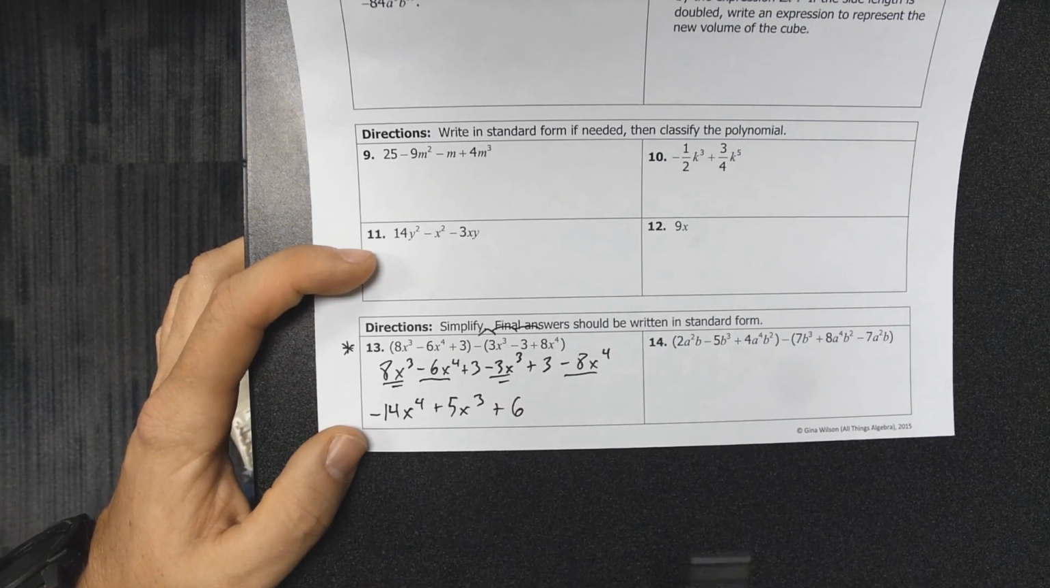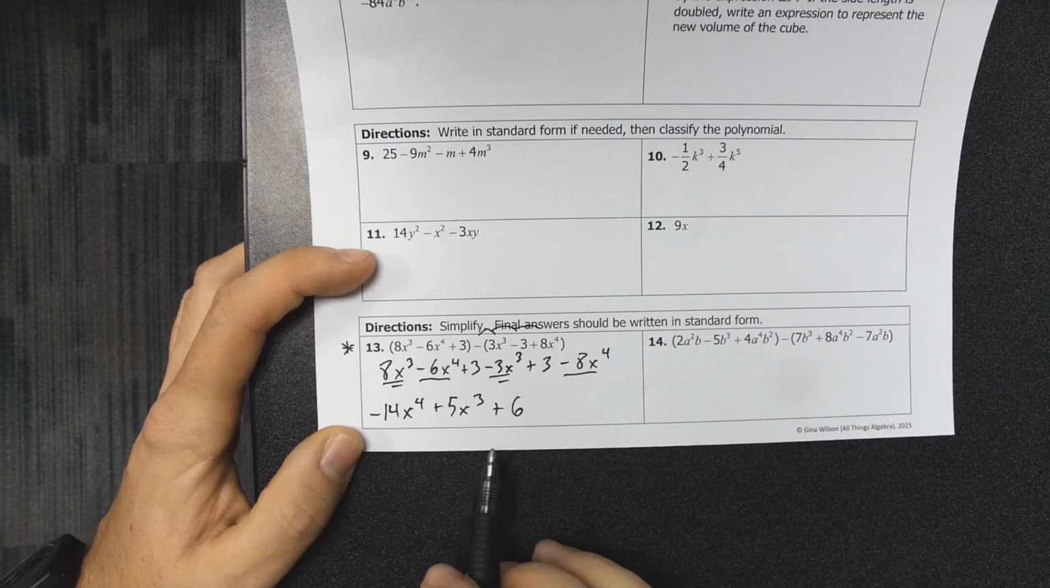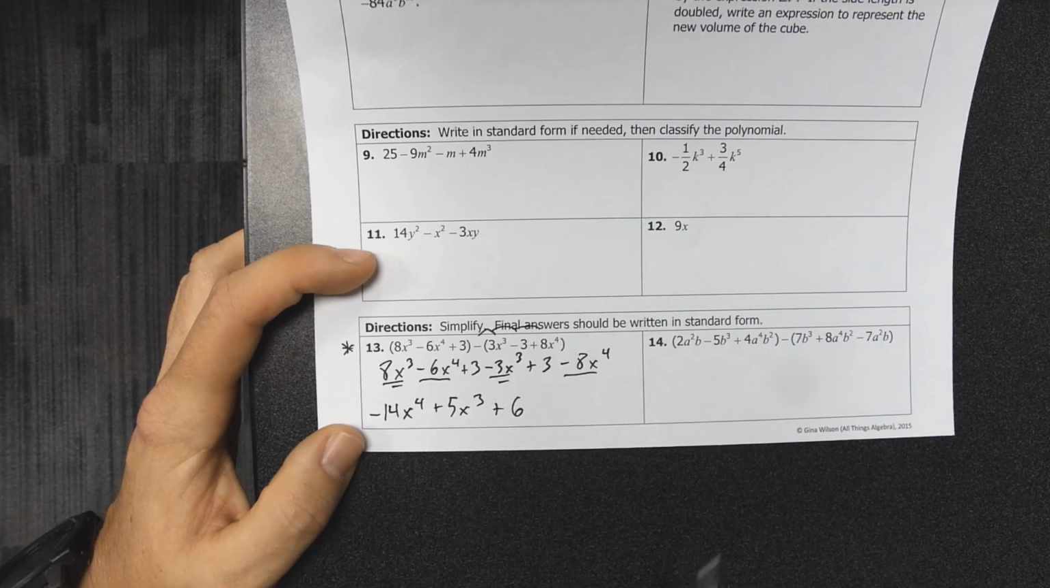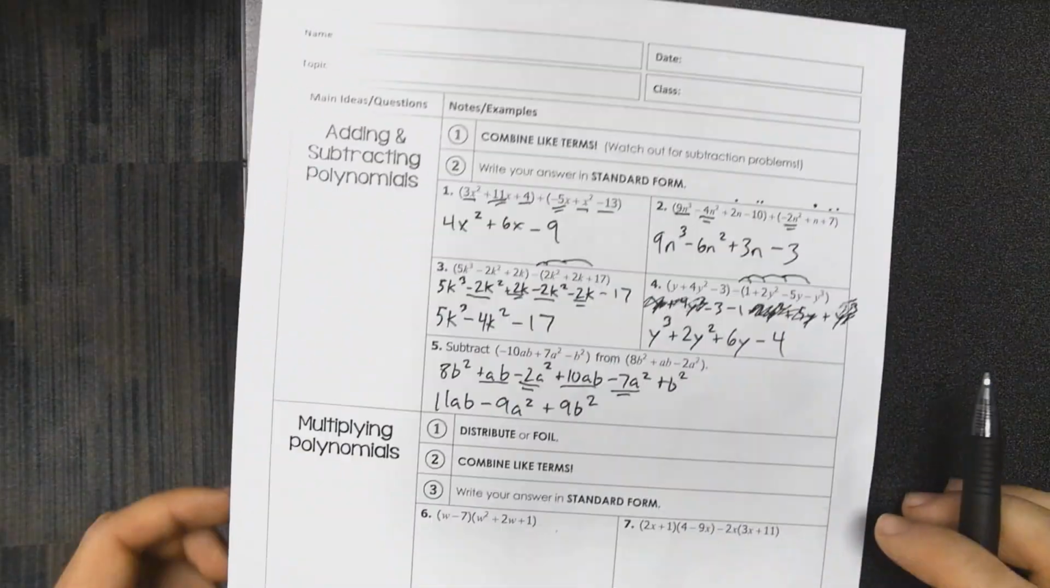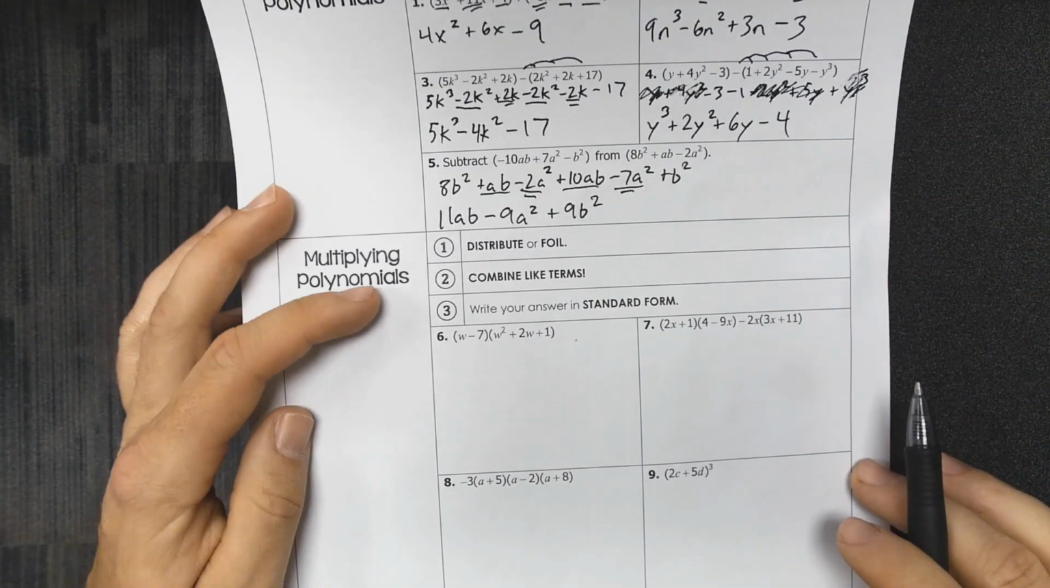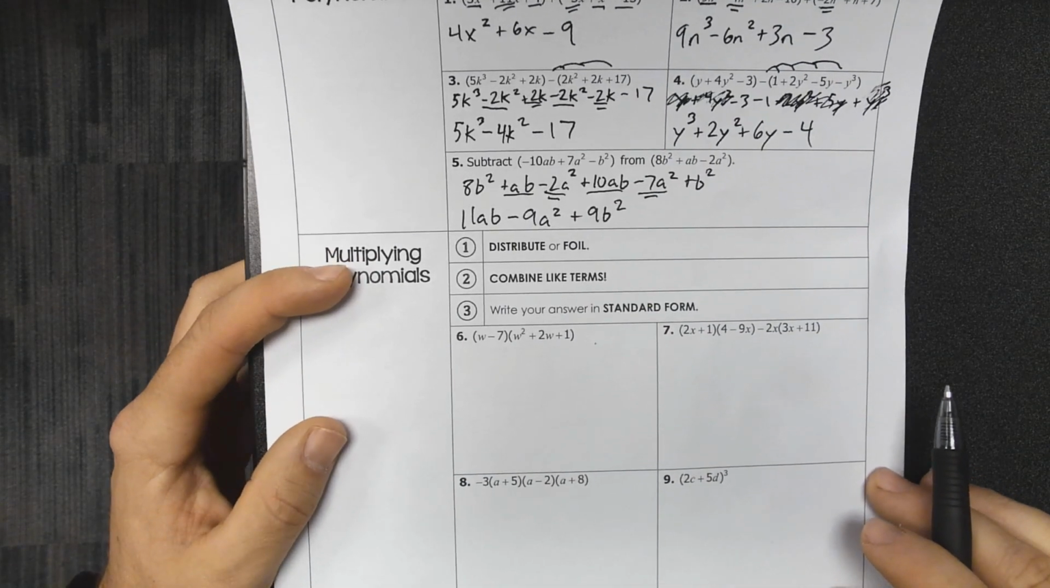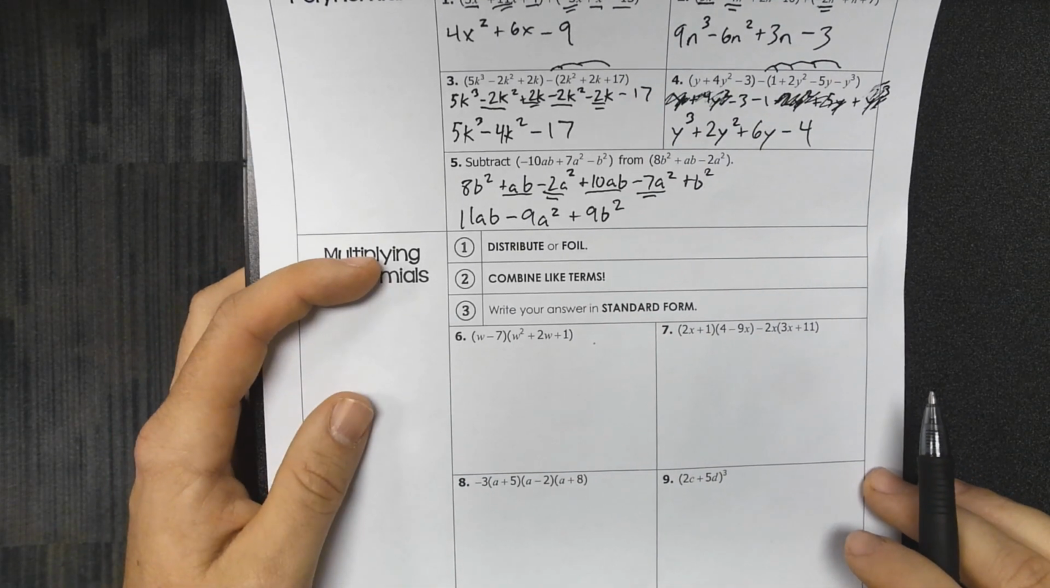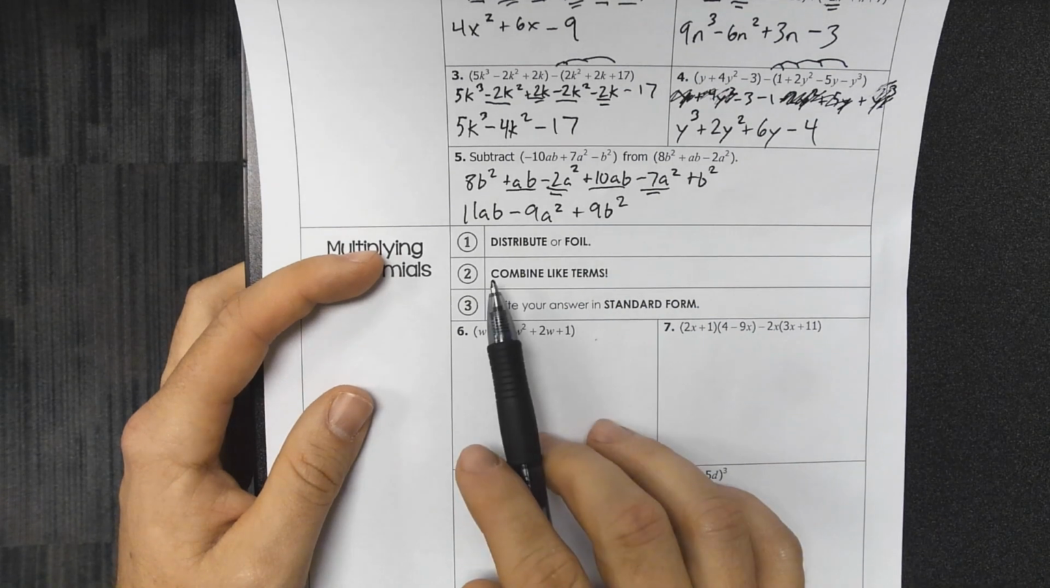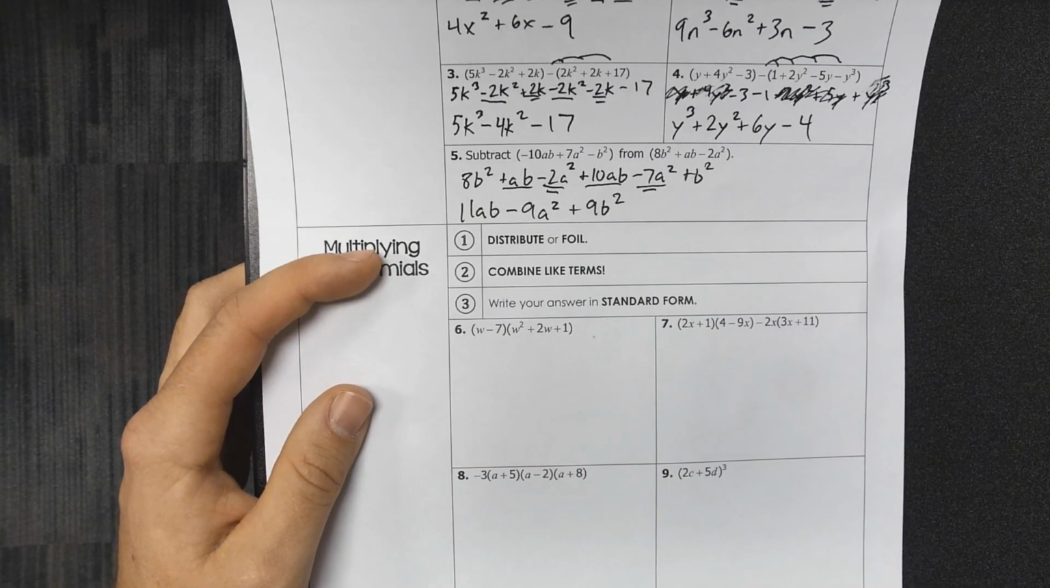So verify if you got that answer correct. If you got it wrong, make any corrections you need to. We're going to go back to the lecture sheet. Alright, going back to the lecture sheet, let's look at multiplying polynomials. So what we need to do is distribute or FOIL, combine like terms, write answers in standard form.